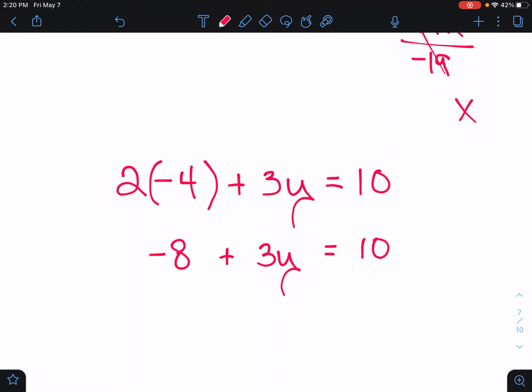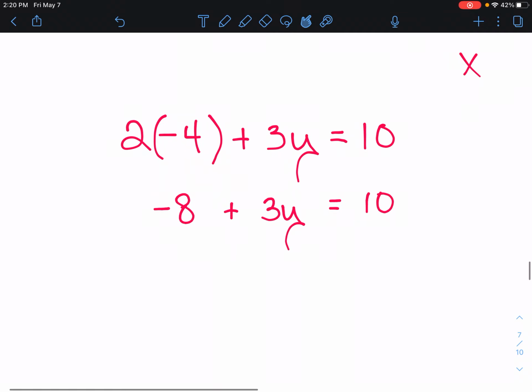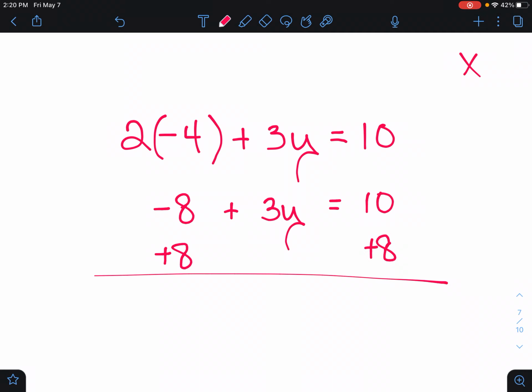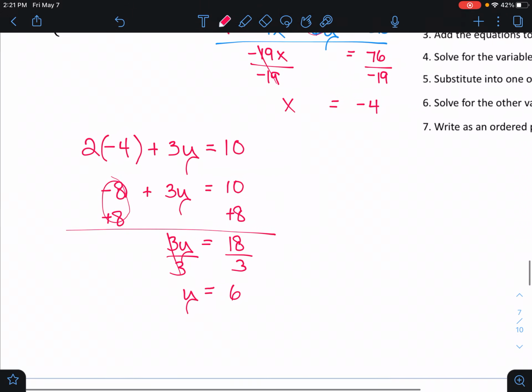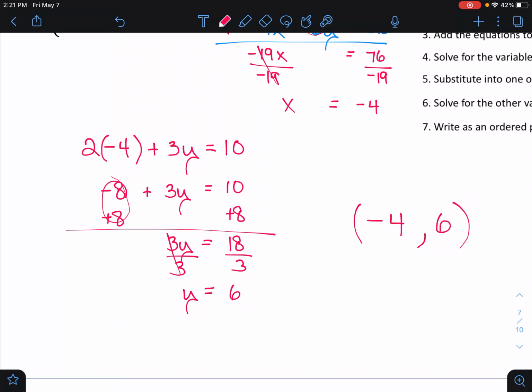Okay, to solve for y, my next step is I've got to get rid of that negative 8. So I'm going to add 8. Do that to both sides. These cancel. This would be 18. And now I'm going to divide by 3 on both sides. So y equals 6. Okay, so now I've got my ordered pair. Make sure I write x first, so negative 4, then 6.